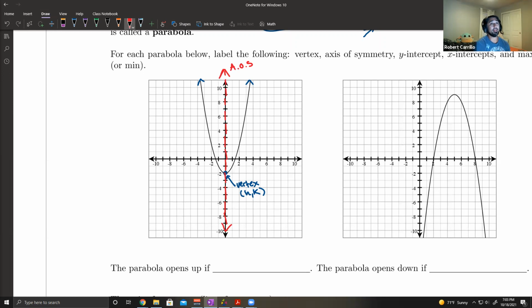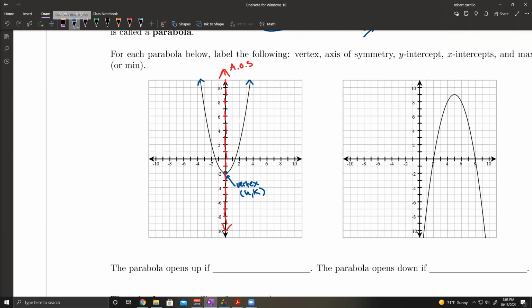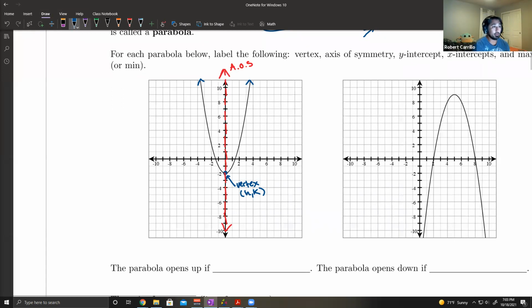Since this parabola opens up and crosses the x-axis, right where you cross happens to be the x-intercepts. So there's an x-intercept, and there's an x-intercept. And then the other thing, what do we have? Intercepts and max or minimums.